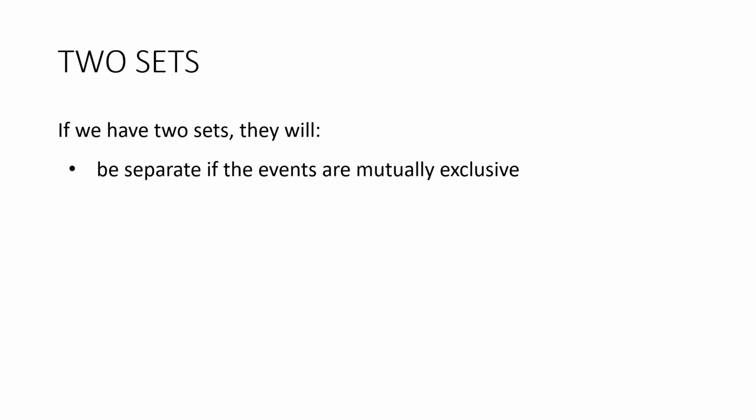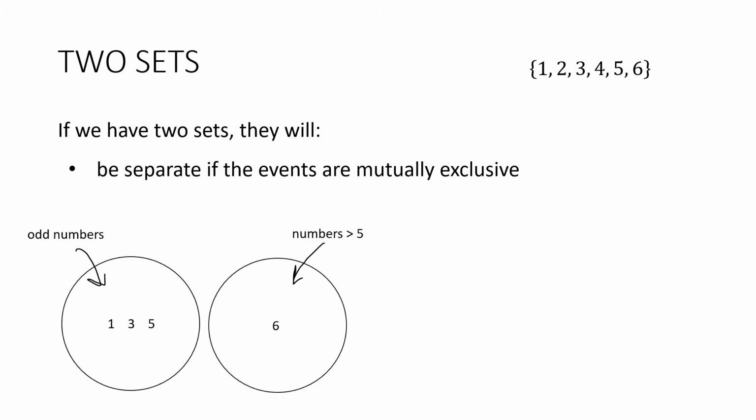Now if we have two sets, then they're going to be separate if the events are mutually exclusive. So let's take this set of numbers 1 to 6, and we're going to define the two events as this set is going to be the odd numbers, and this one's going to be the numbers greater than 5. You can see how they don't have any common elements, so we draw them separately.